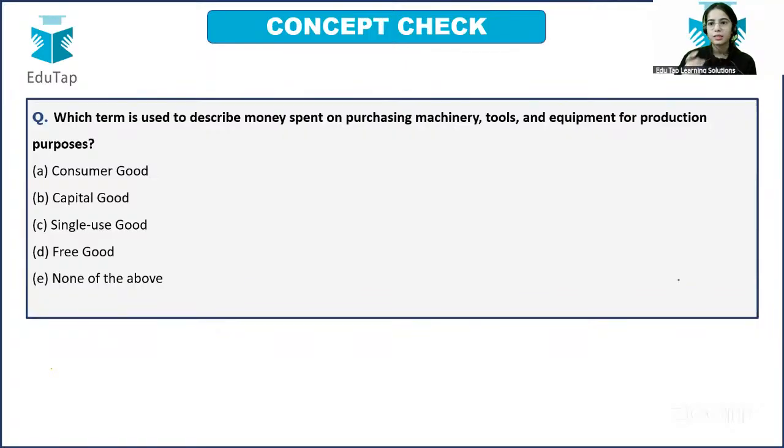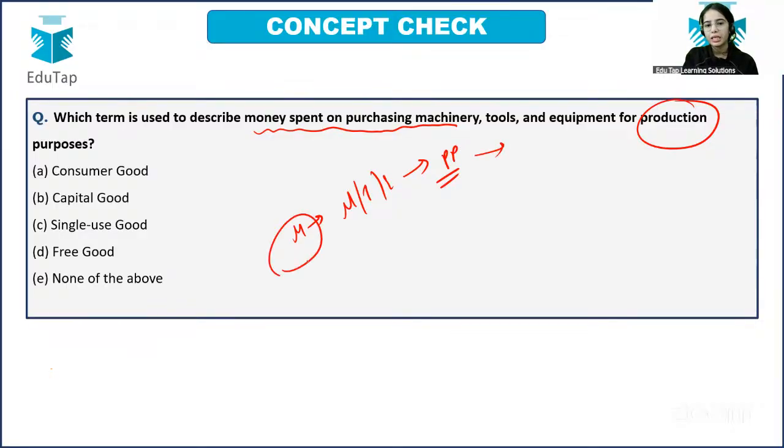Try to answer this. Which term is used to describe money spent on purchasing machinery, tools, equipment to be used in the production process to produce the output? This money is capital. Okay. So this is the idea.